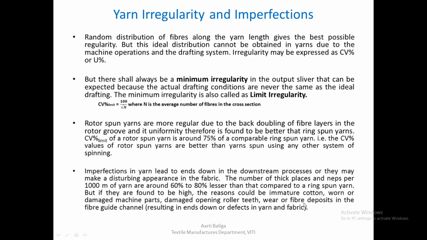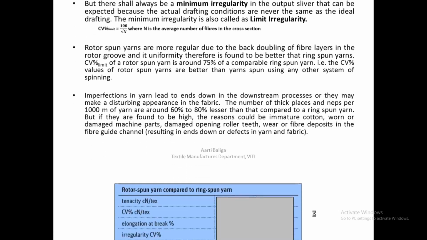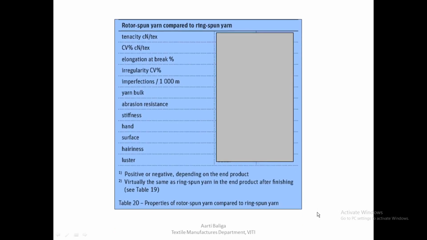So we must see to it that this does not happen, and otherwise, if these reasons are not there, normally you would see 60 to 80% lesser imperfection in rotor spun yarn as compared to a ring spun yarn. Here we come to a table which is a sort of summary of the entire lecture. There are some properties shown for a rotor spun yarn compared to ring spun yarn: tenacity, CV of tenacity, elongation, irregularity, imperfections per 1000 meters, bulk, abrasion resistance, stiffness, the hand, the surface of the yarn, the hairiness, as well as the luster.